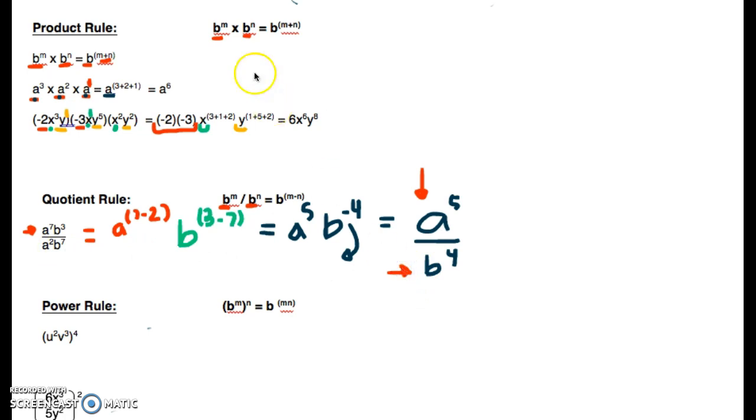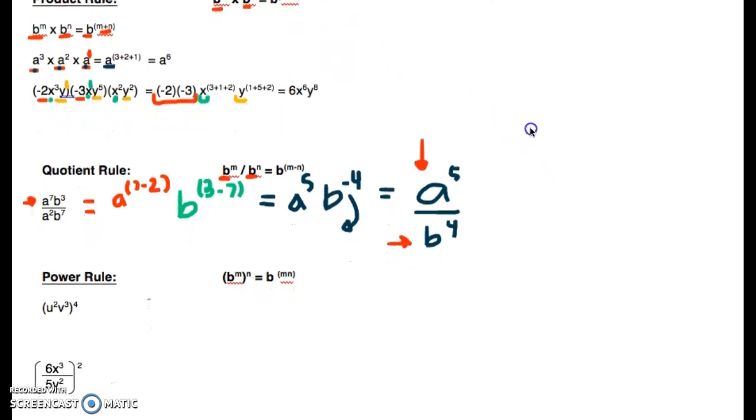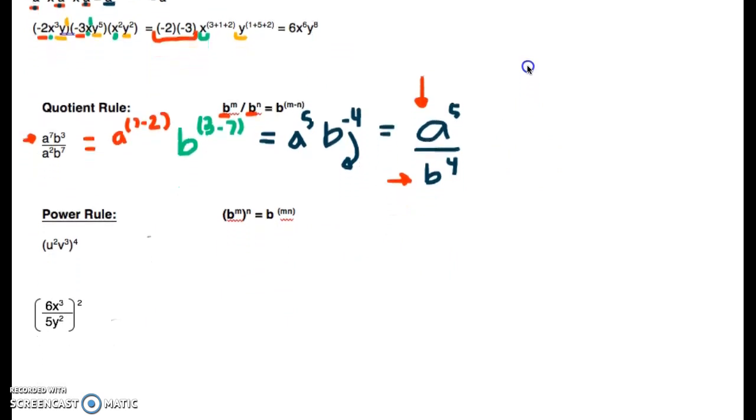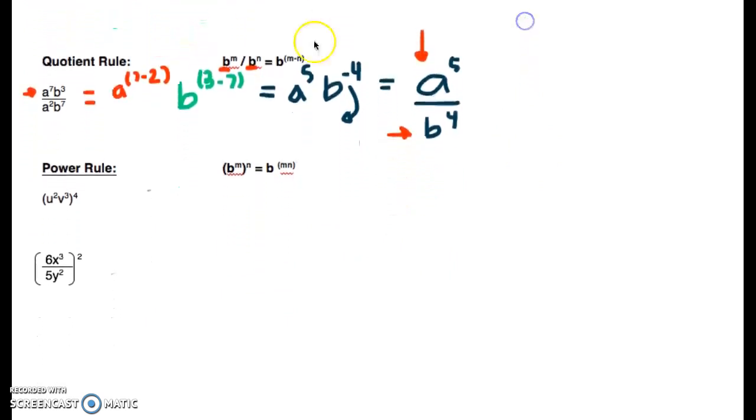The last rule that we're going to have a look at is called the power rule. Now, the power rule is what we look at when we have a power to an exponent. So here I have a power with an exponent, and that exponent with the base is being taken to a power. The rule is, when I have a power to an exponent, I multiply my exponents together. Let's look at an example of that.